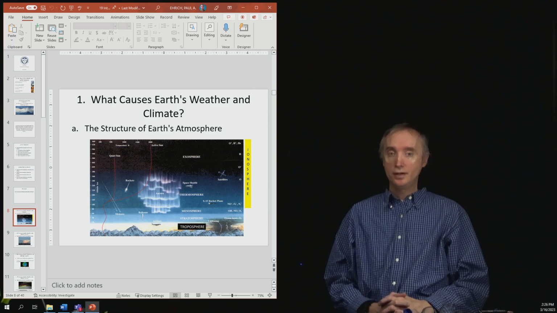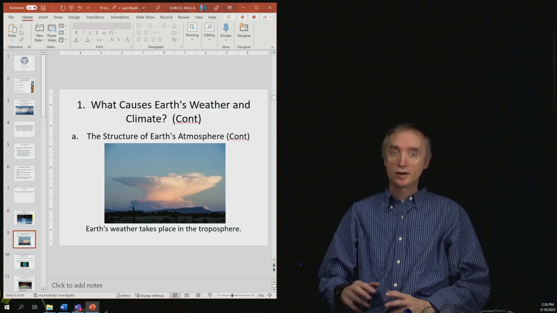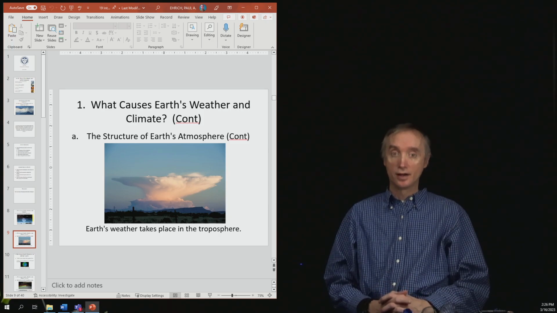We're only going to be interested in three of the Earth's layers. We're going to talk about the troposphere, the stratosphere, and then the ionosphere. So let's first talk about the lowest level, which is the troposphere.